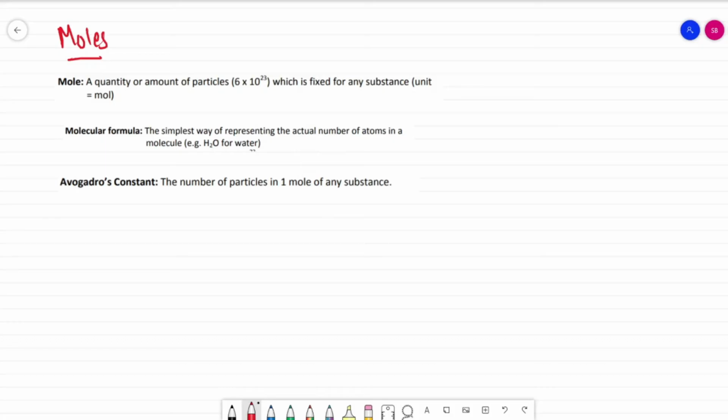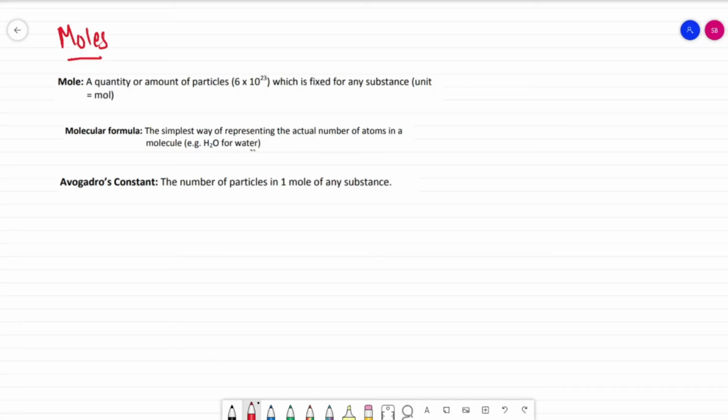We talk about the molar mass. The molar mass is the mass of 1 mole of any substance. We have the mass number, which we also need to know, and we have talked about the mass number in the previous chapters. Mass number is simply the number of nucleons in an atom of an element, so it's basically the protons plus the neutrons.